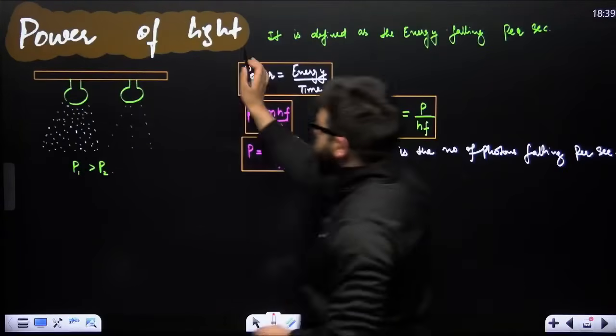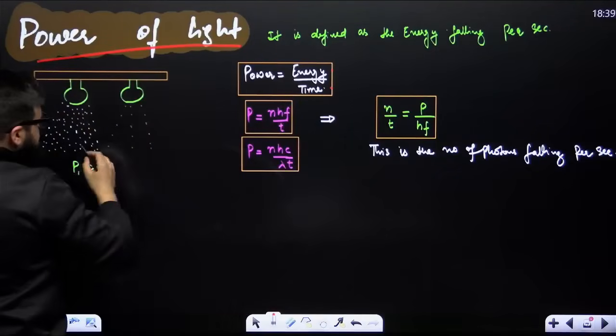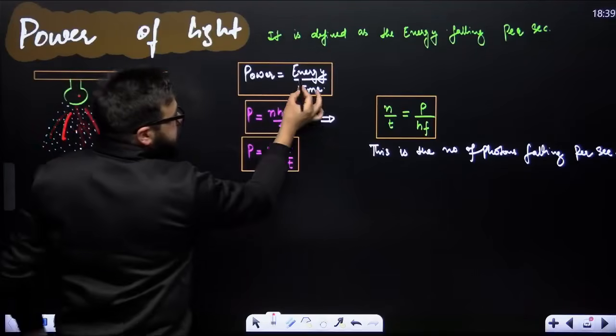Then, my dear NEET aspirants, we define the power of light. Power of light is simply energy divided by time. How much energy is falling? Like this bulb is sending more energy, more photons every second, so the power of this is large as compared to this. So power is energy upon time.